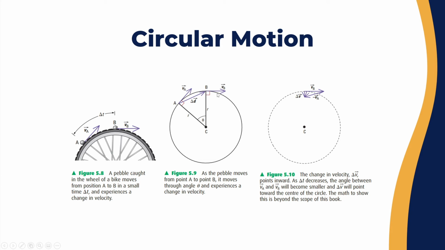As you know, we can do vector velocity analysis at point B, and that will give you delta V from the tail of VB to the head of minus VA. That will give you the resultant velocity change of the rock between point A and B. So as delta t decreases, the change between VA and VB will be smaller, and delta V will point toward the center of the circle.